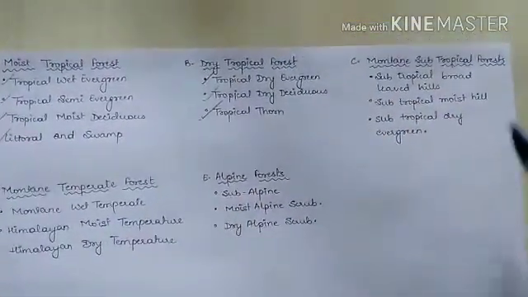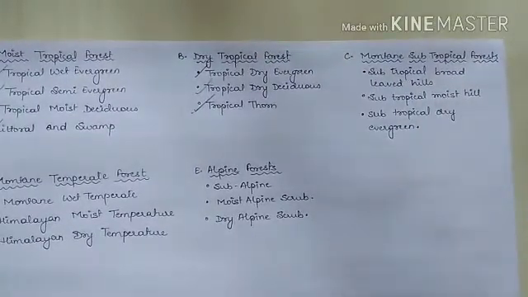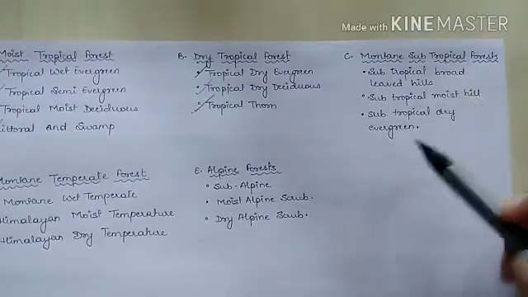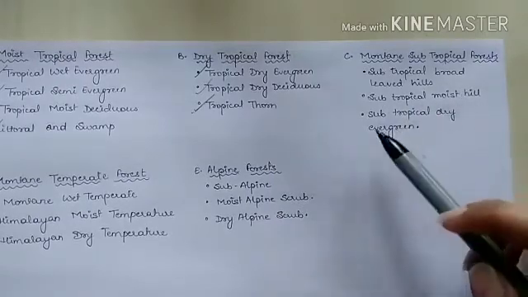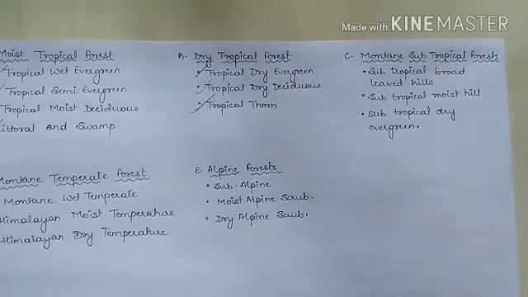Next, we have montane subtropical forest. Montane subtropical forests have basically three types: subtropical broad-leaved hills, subtropical moist hills, and lastly subtropical dry evergreen. So first we will talk about subtropical broad-leaved hill forest.